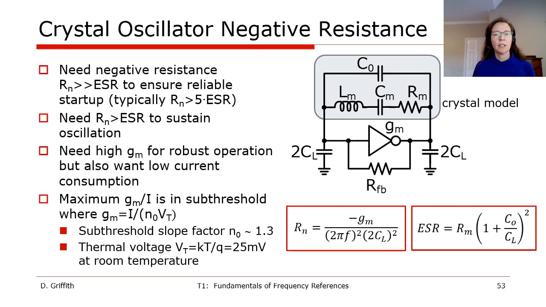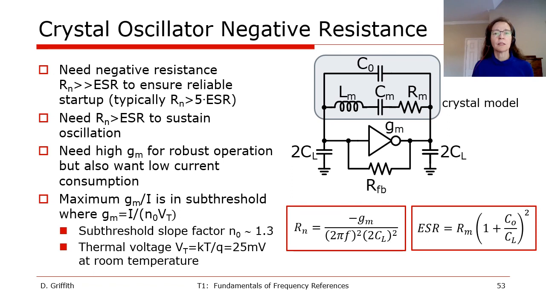The crystal oscillator negative resistance is a function of GM, the transconductance of the sustaining amplifier, the oscillator frequency F, and the load capacitance CL as shown in the equation. We need the negative resistance to be higher than the ESR of the crystal, which is a function of the crystal parameters as shown in the second equation, to have robust operation. We can see from these equations that we want a high transconductance for robust operation, but we usually also want low current consumption.